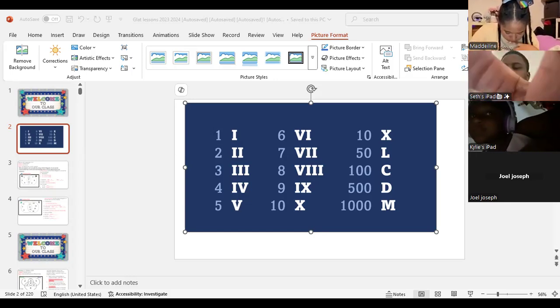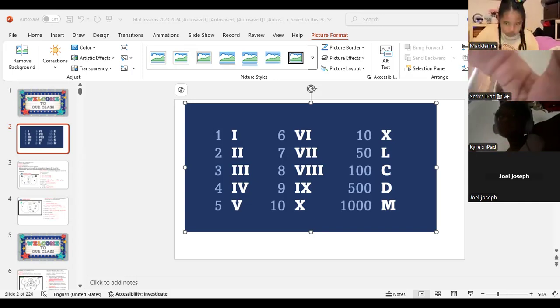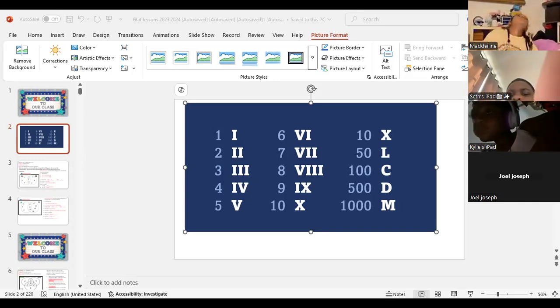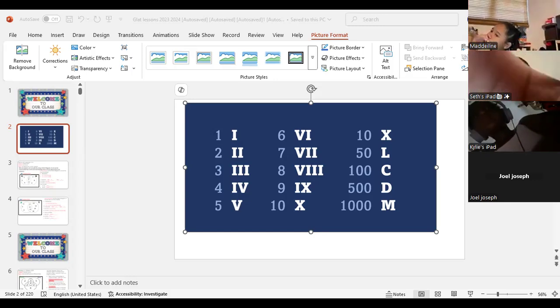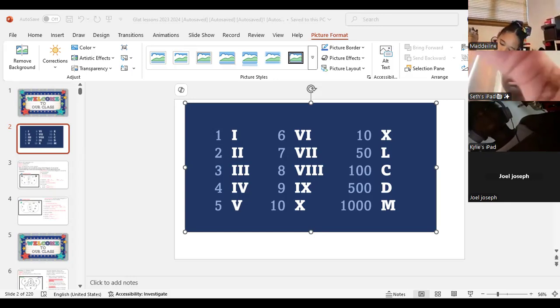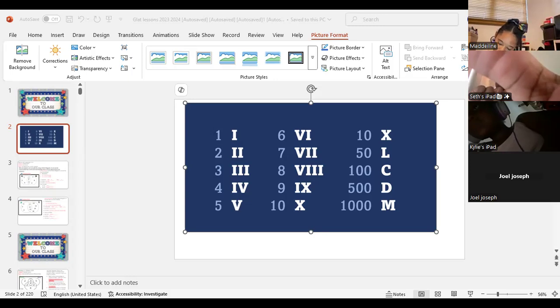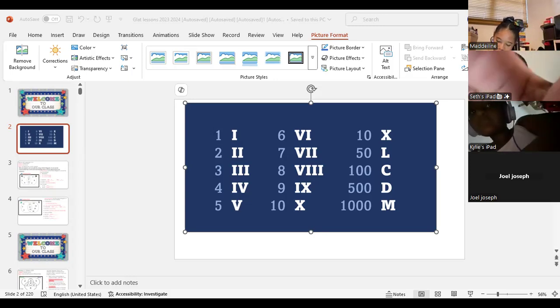Excuse me, Mr. Petit. Go ahead. For the fractions, you have to find the lowest common multiple? Yes, you can find the lowest common multiple, or you could do the butterfly method, whatever one you know how to do.